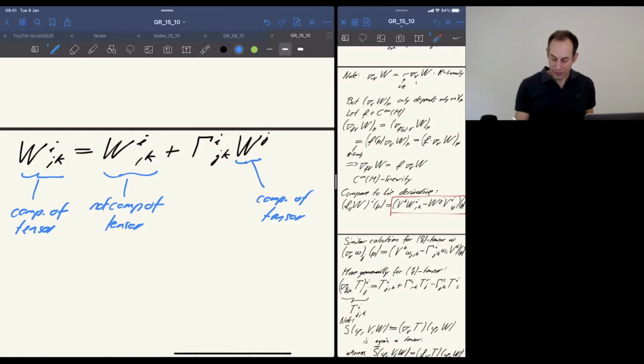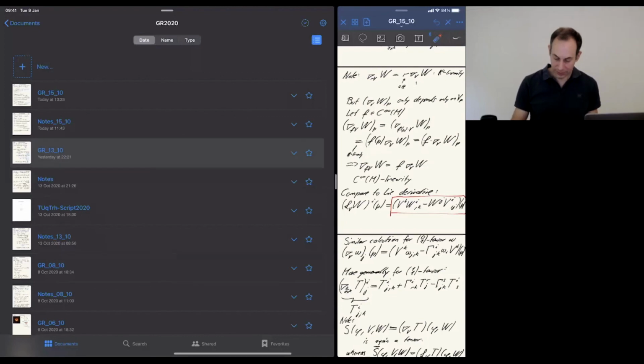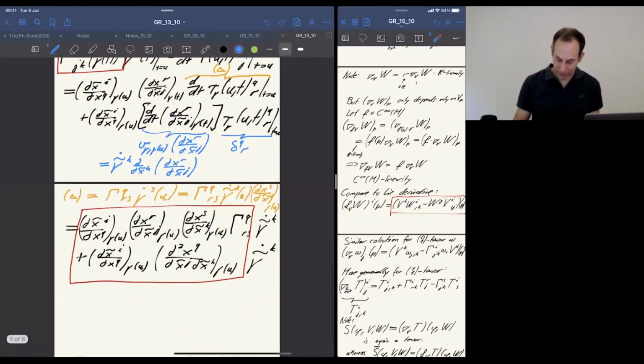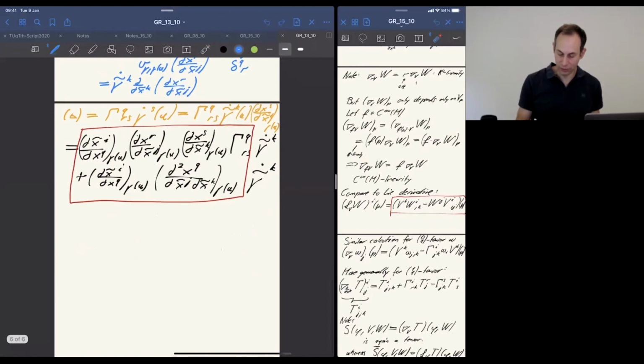And I told you last time, I wrote down the explicit transformation rules for the gamma symbols. This was quite some work. Maybe you remember that. I did a long calculation, but we found that they do not transform as a tensor. And actually, I should probably very briefly remind you of these rules. I don't want to write them down again, but I think I had them somewhere last time. Yes, this was the transformation rule here.